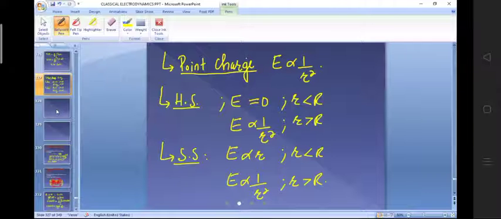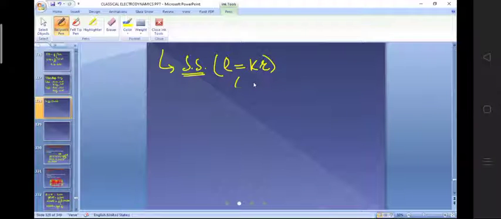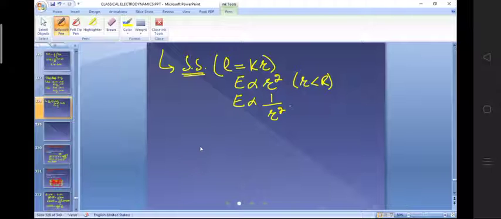Then there can be another case: a solid sphere that is non-uniform, where the charge density is directly proportional to r, something like rho equals K multiplied by r. In that case, the electrostatic field inside will not be directly proportional to r; rather it will be directly proportional to r square, when small r is less than capital R. Number one, it is directly proportional to r when the sphere is uniform. But if the charge density is directly proportional to r, the electrostatic field inside must be proportional to r square. And the electric field outside will always be proportional to 1 divided by r square.